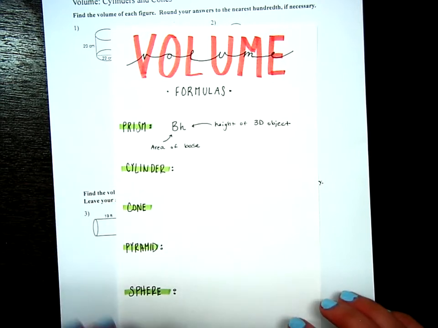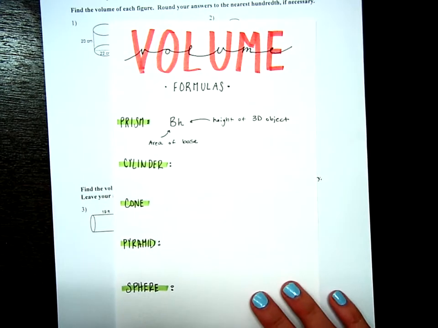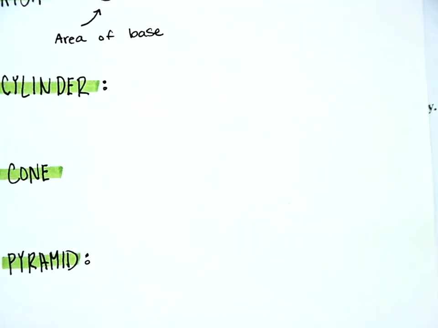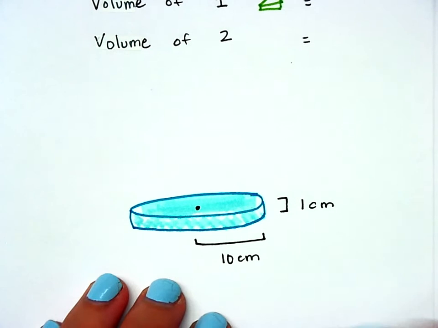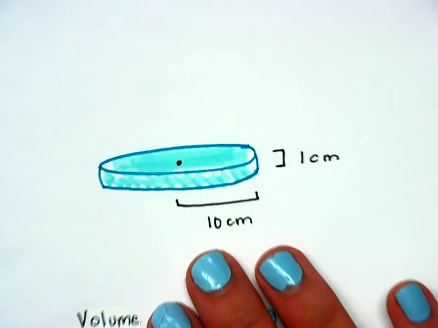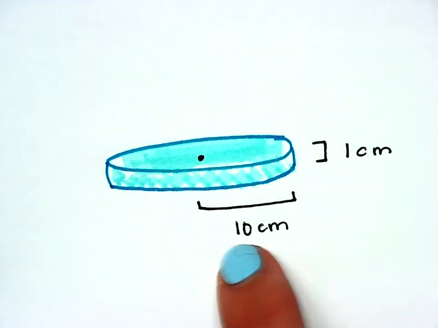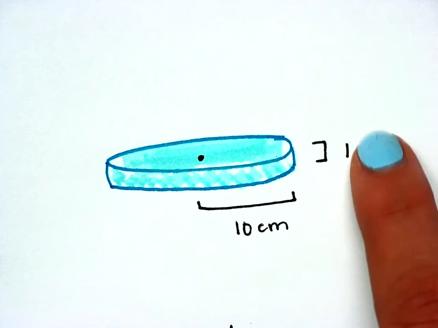Before we get into the formula, I want to go over the idea of where that formula comes from and why we use it. So first, let's talk about cylinders. I've got a picture of a cylinder here with pretty basic dimensions: a radius of 10 centimeters and a height of 1 centimeter.